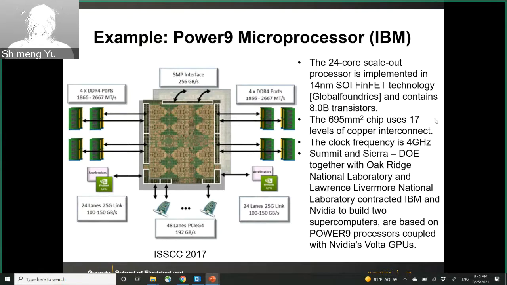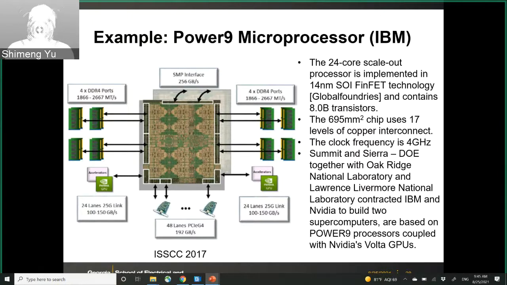So, and it used 17 levels of the copper interconnect. That means the number of metal layers is 17, and the clock frequency is 4 gigahertz. So this is a pretty high performance processor, because this was used to build the supercomputers by the DOE, the Department of Energy.